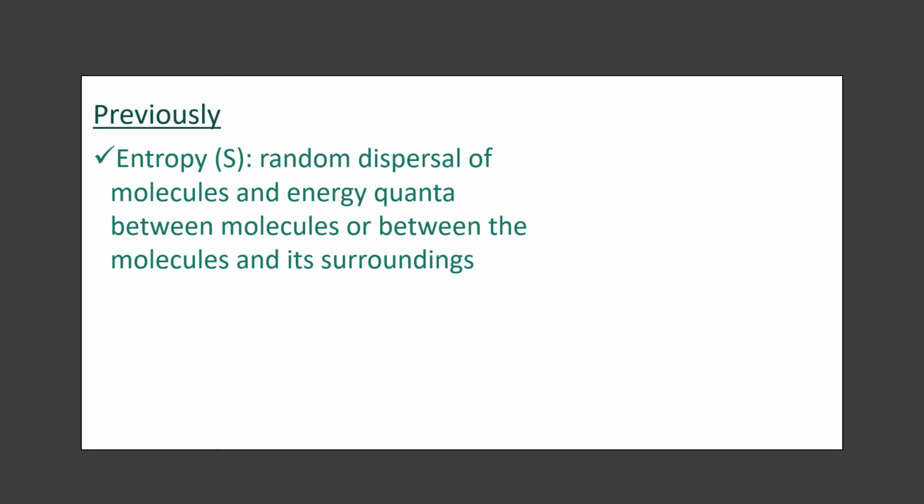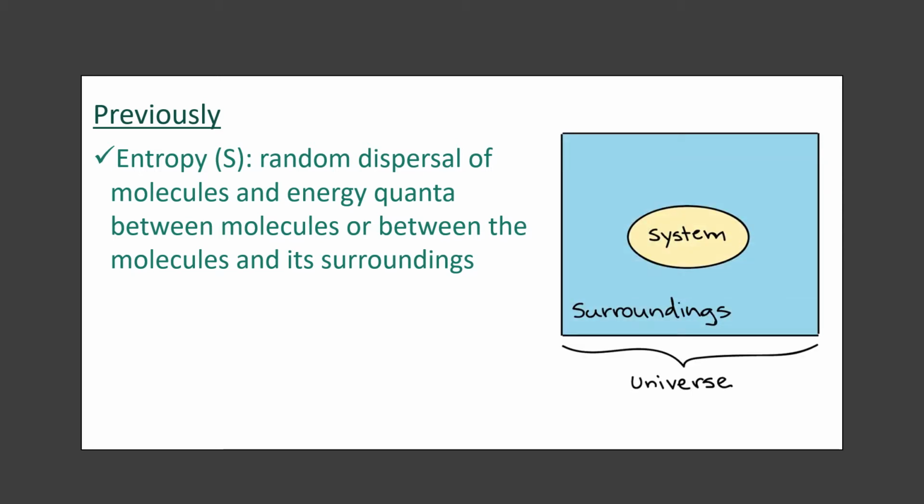Alright, last time we saw an introduction to entropy. We used a capital S to denote entropy, and we also had a look at some definitions and several examples to explain what entropy is. We defined it as the random dispersal of molecules and energy quanta between molecules and between the molecules and surroundings. We also had a look at the terms system, which is the species involved in the reaction, and surroundings, which is everything else. Furthermore, we said that when disorder increases, entropy increases.